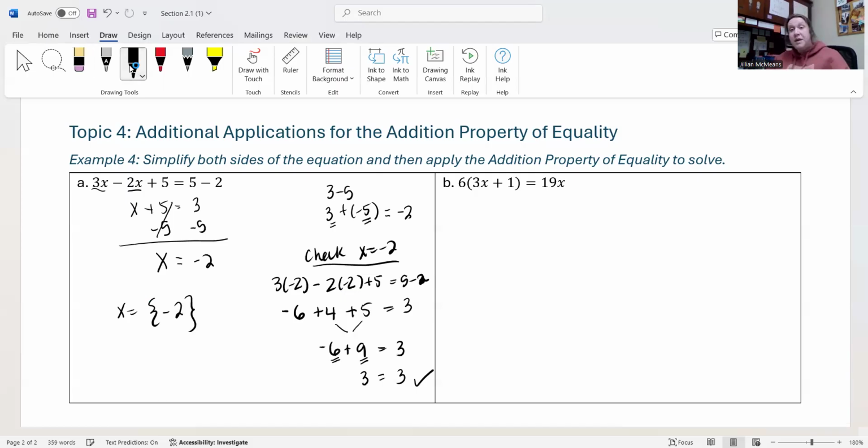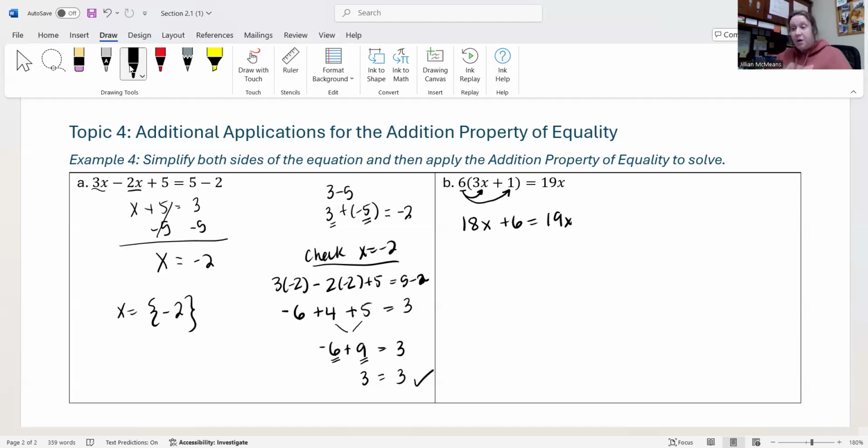All right, for part B, this one's a little different. We have to distribute for part B. So remember, the distributive property allows you to distribute through addition or subtraction. So this 6 that's on the outside, I want to multiply it by the 3x, and then I want to multiply it again by the 1. Okay, so to multiply 6 and 3x, I just multiply 6 and 3, which is 18, and then I keep the x. And then 6 times 1 is just 6, and that equals 19x.